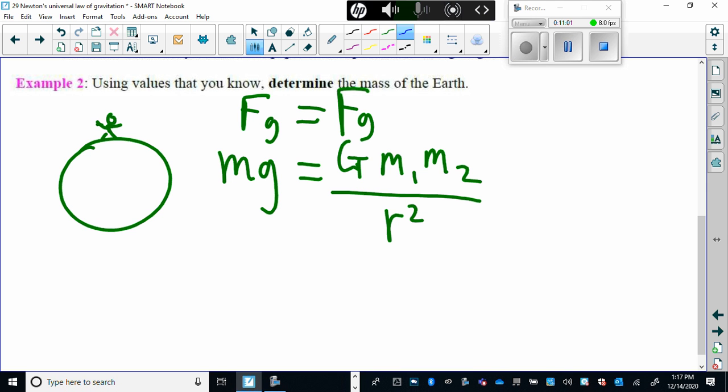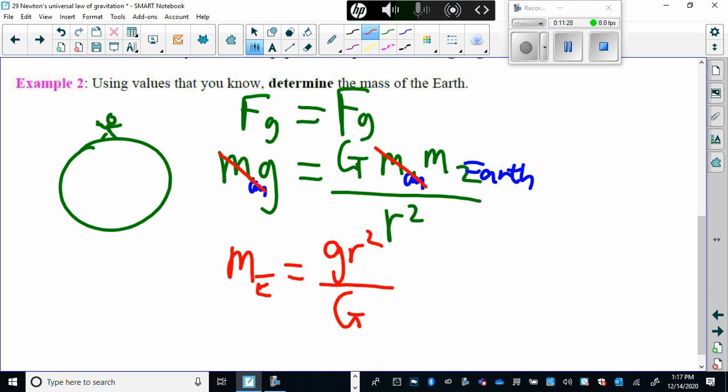So this is the mass of the man, M-A-N, and this is the mass of the Earth. And you can see the mass of the man becomes irrelevant in this formula. It's on both sides of the equation in the numerator, so it cancels. And then we can solve this formula for the mass of the Earth, and we get little g r squared divided by big G.